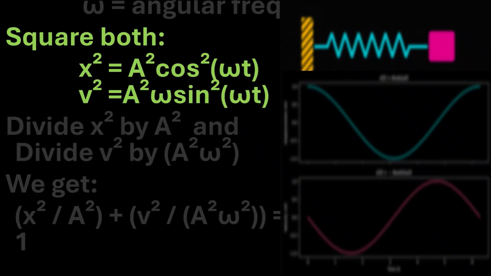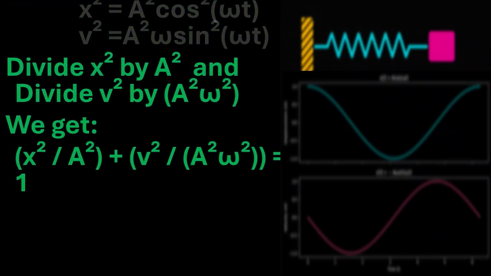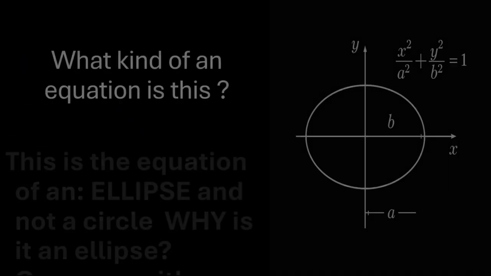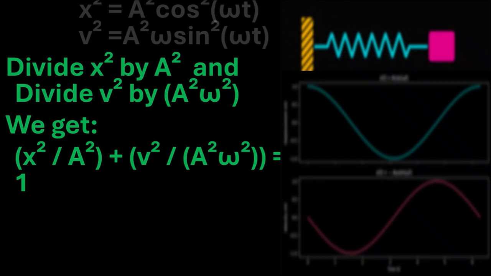Now, if we divide x square by A square and v square by A square omega square and add them, what we get is x square by A square plus v square by A square omega square is equal to 1. Is this equation familiar? Well, we just noted that the equation given in the circular graph is actually x square plus v square is equal to 1, and not x square by A square plus v square by A square omega square is equal to 1. So there is a minor difference here.